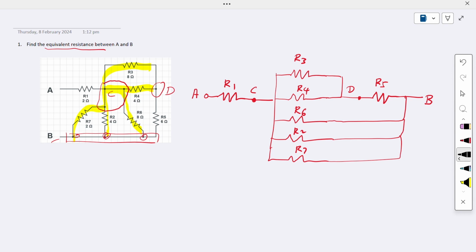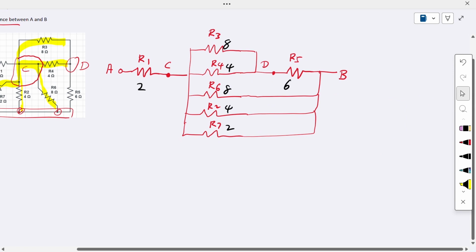Now we're going to put in the values for this. R3 is 8 ohm, R4 is 4 ohm, R6 is 8 ohm, R2 is 4 ohms, R7 is 2 ohm, R5 is 6 ohm, and R1 is 2 ohm. Now we're going to find the equivalent resistance of this network, the C network here.